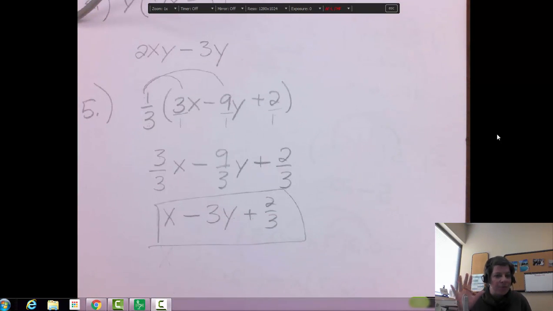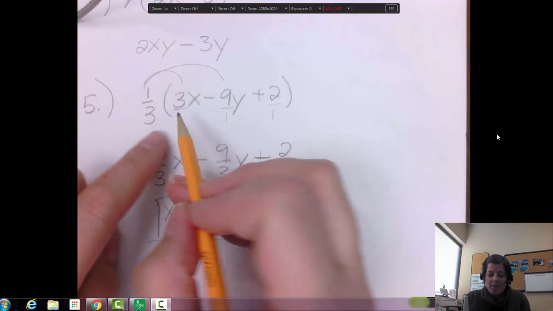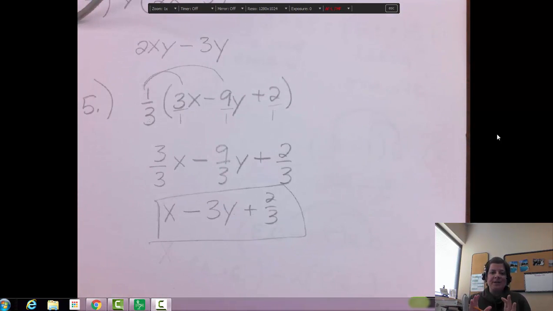So even if you have fractions, you can still do it the same way, distribute. And if you have fractions, don't freak out. Write them over 1 if they're a whole number, multiply straight across and then reduce.